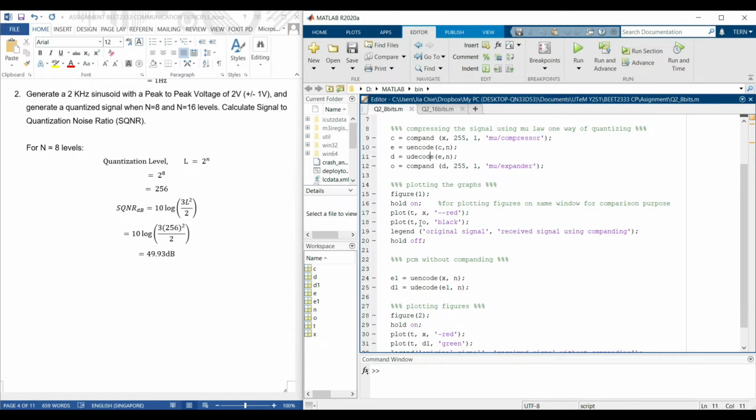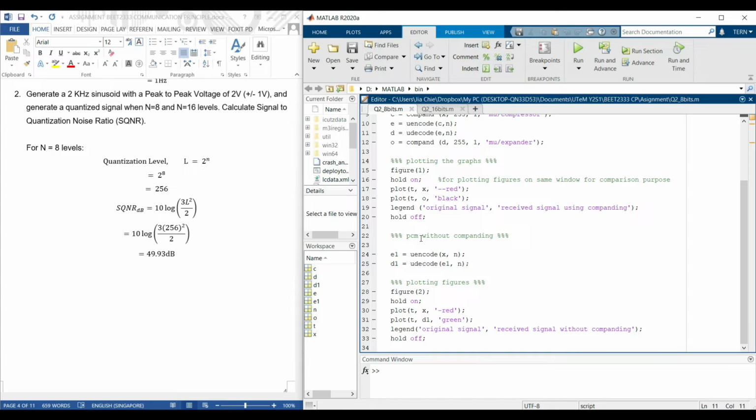Then we will plot the signal. We will also plot the PCM code without companding, where we just uniform encode our original signal and uniform decode our signal.